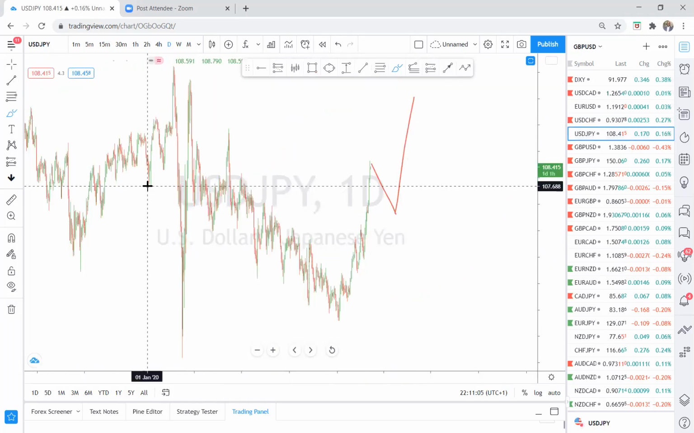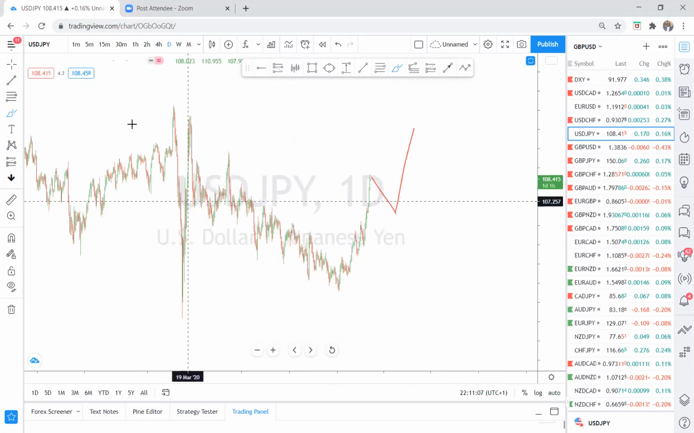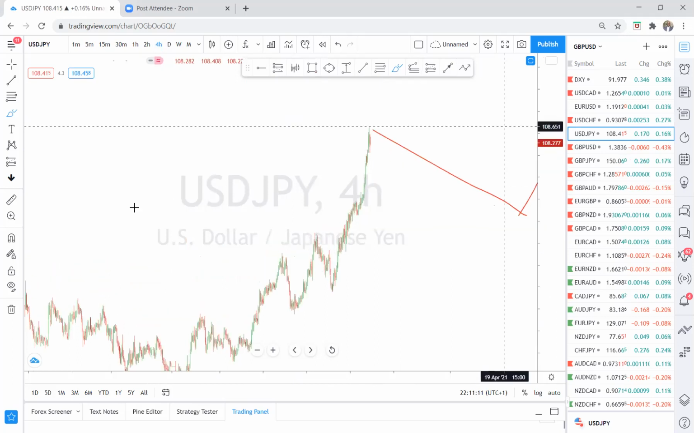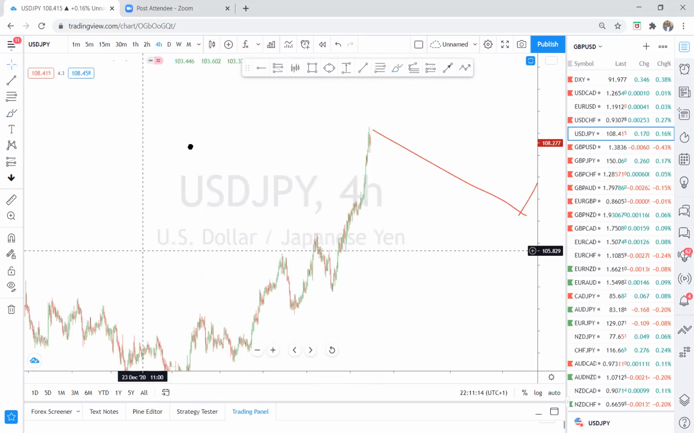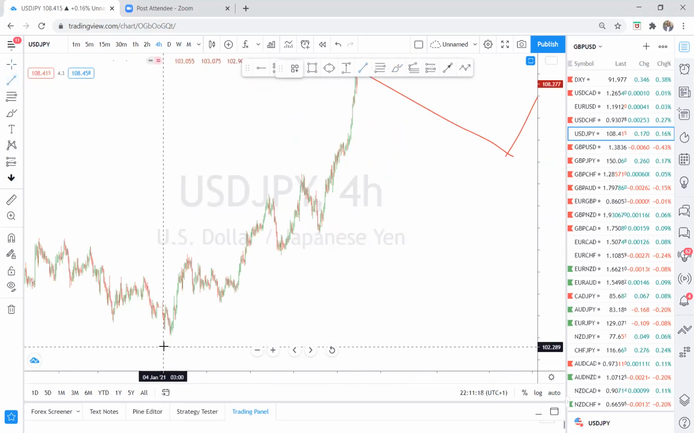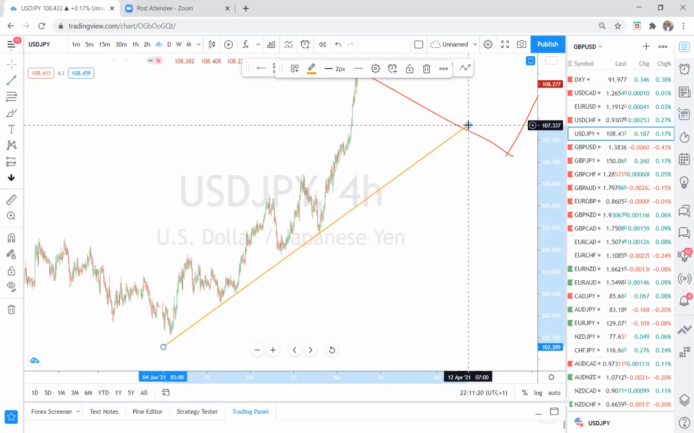Then USD JPY, the same thing. You must wait, allow a deeper pullback. The whole of this week, I guess, USD JPY is going to correct a great deal.